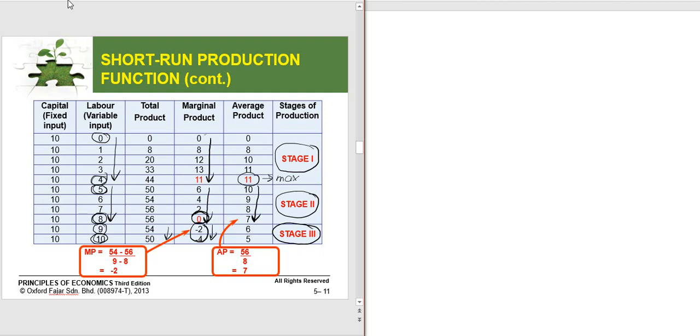So later on, we are going to look at what are the differences between stage 1, stage 2 and stage 3, or what happens at stage 1, stage 2 and stage 3. And you are going to also look at which stage of production the producer will choose to produce. Okay, meaning how much labor does the producer need to have a productive level of production.